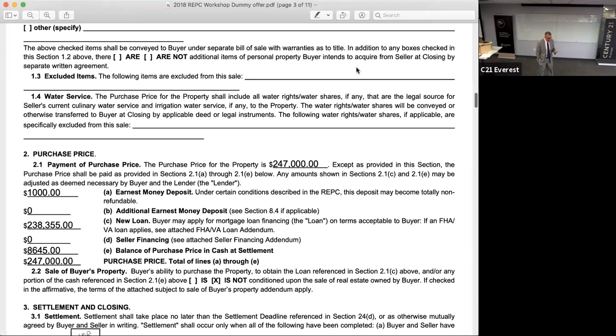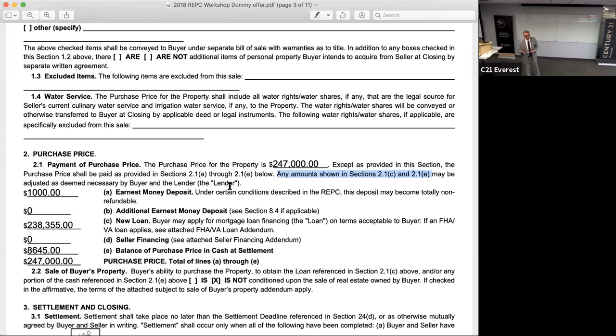Now, I also want to point out that up above, where it has 2.1, right below where the 247 is on the line on the right hand side, if you look right here, it shows any amount shown in section 2.1C and E may be adjusted as deemed necessary by the buyer and the lender. So keep in mind, the reason I think a lot of times people just put TBD in there is because you can adjust it however you want. The buyer and the lender can just decide we're going to do more of a down or less of a down, and whatever they want to do.